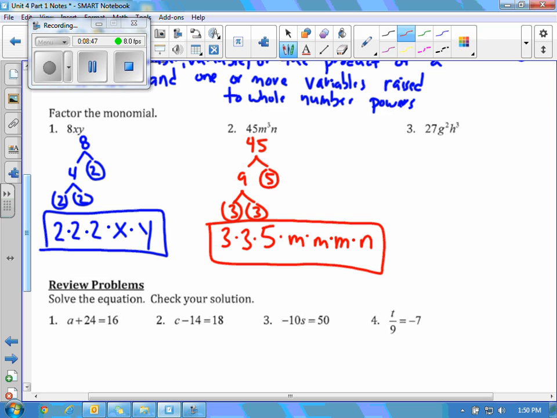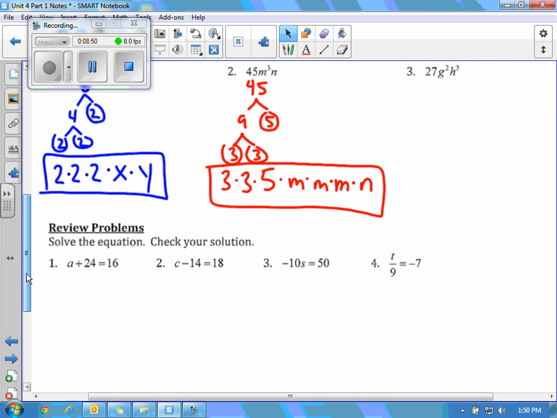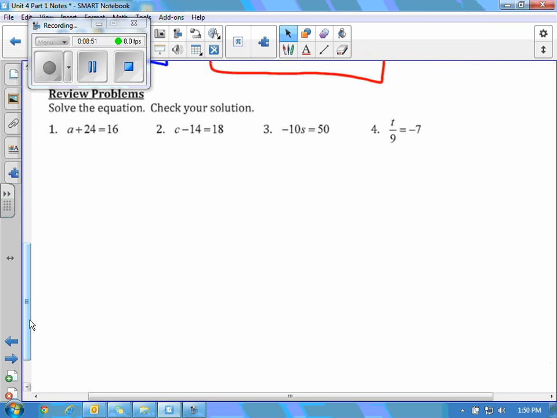All right, I'm going to leave number 3 for you guys. And then at the bottom, there are some review problems, which are just one-step equations. So they should be quick. That's it for Unit 4.1.